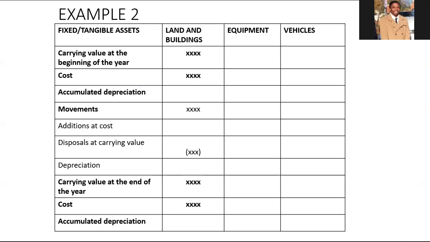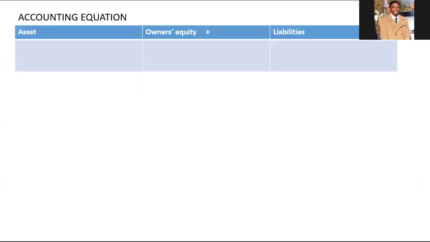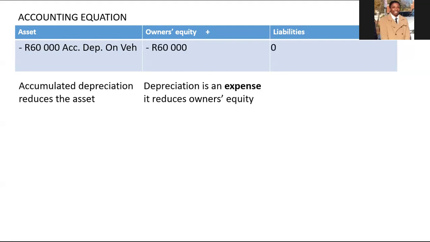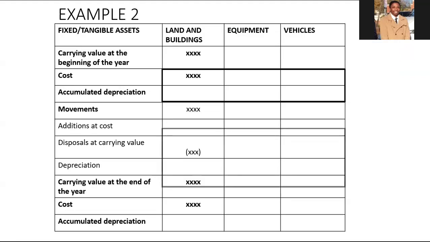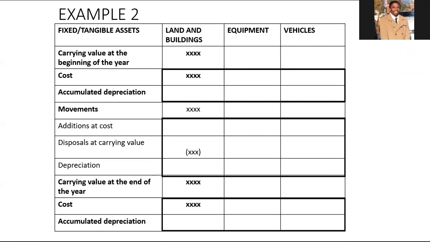I want to do the accounting equation. For the accounting equation, note that accumulated depreciation reduces your asset and depreciation reduces your owner's equity. Liabilities are not affected here. Recording this in your tangible asset note, remember it's divided into two.